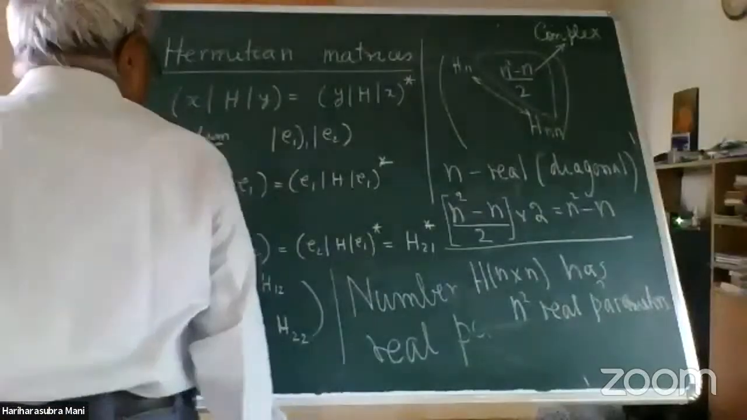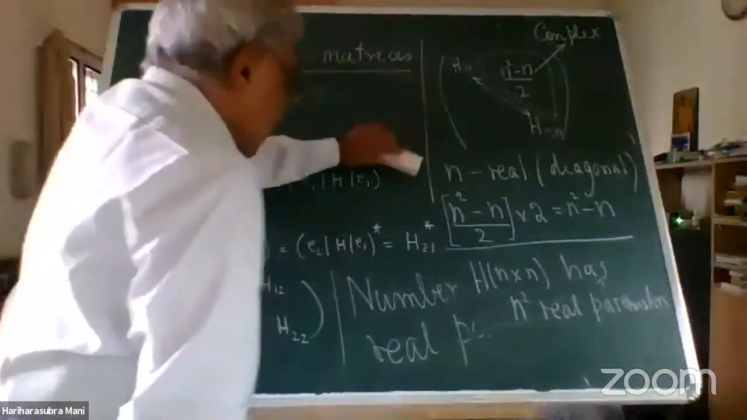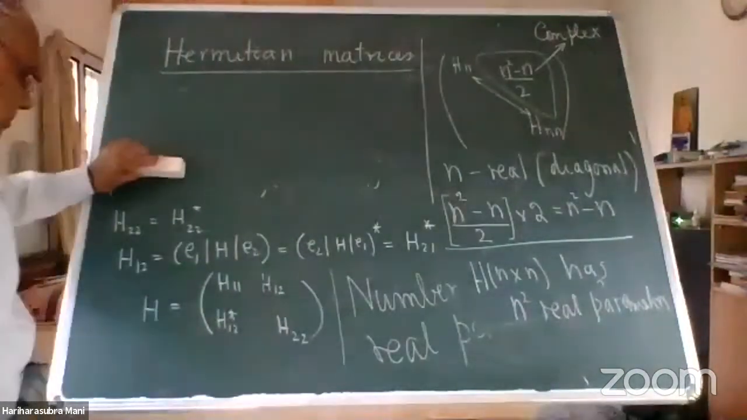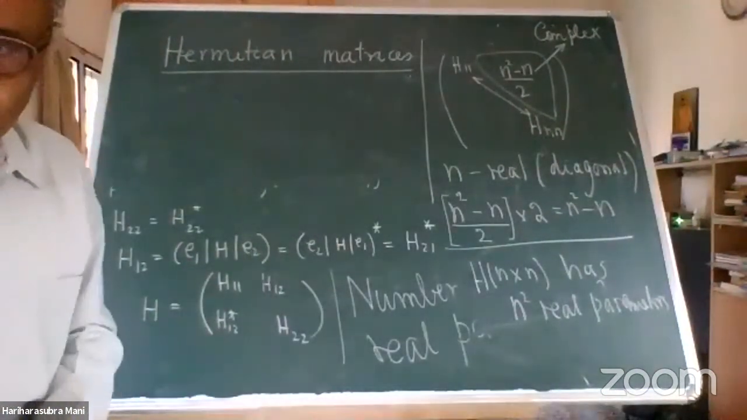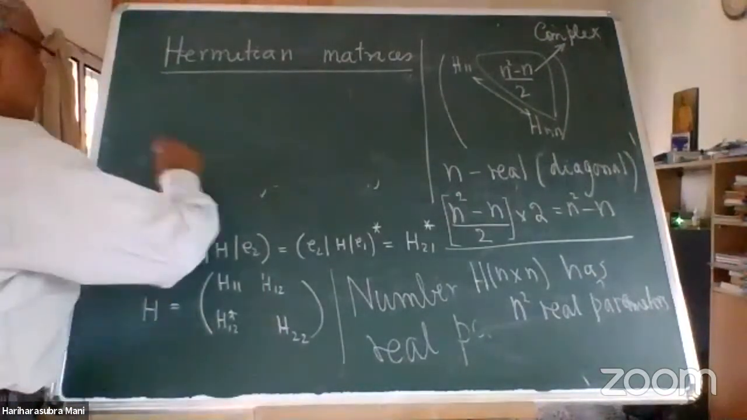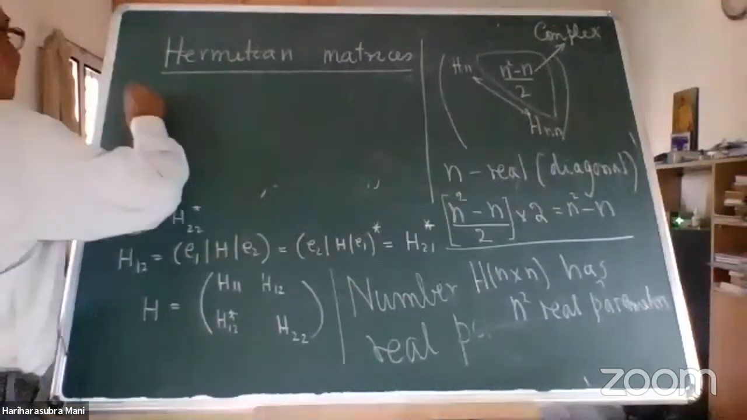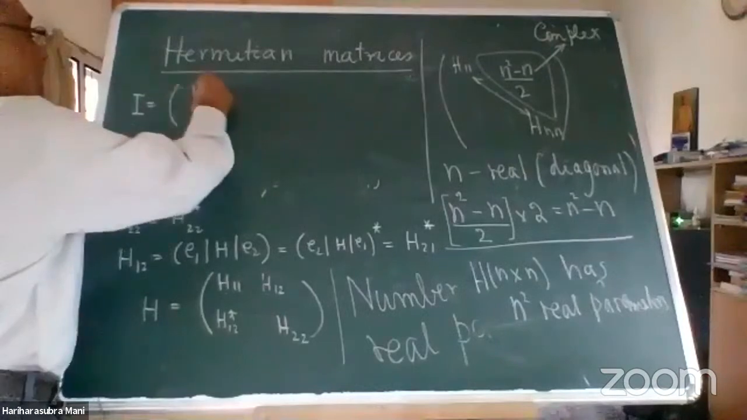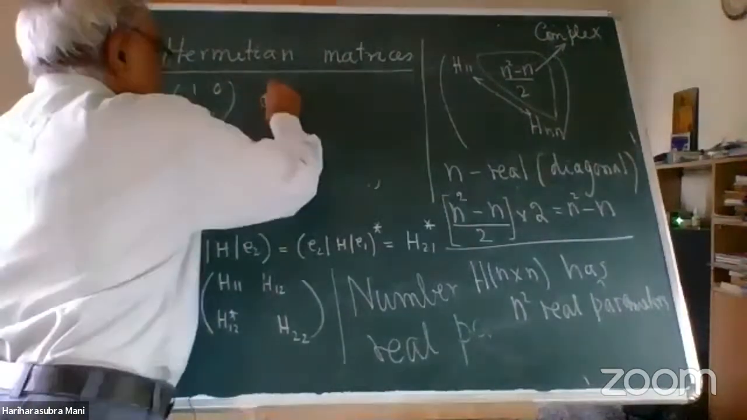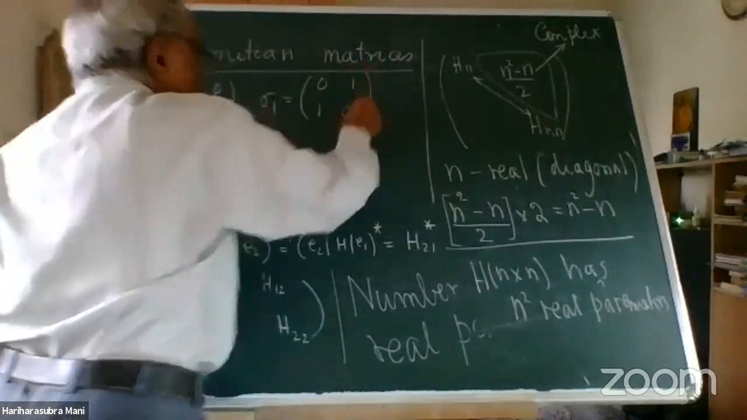In general. Now, let's look at the 2 by 2 a little bit more. Let's try to specify all the 4 parameters. I will write them down in terms of 4 matrices. I is one matrix, 1, 0, 0, 1. Sigma 1 is another matrix, 0, 1, 1, 0.